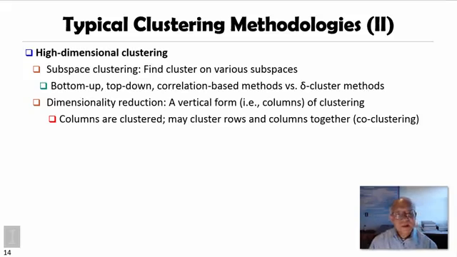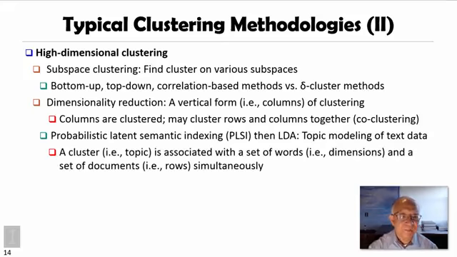We will also introduce some interesting methods like delta clustering. Then, for high-dimension clustering, there are many methods developed for dimensionality reduction. Essentially, we can think the high dimension is in a vertical form, containing lots of columns. And for those columns, when we perform clustering, essentially the columns are clustered. The rows or columns can be clustered together. We call this co-clustering.